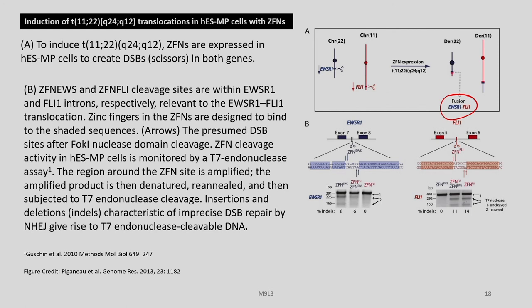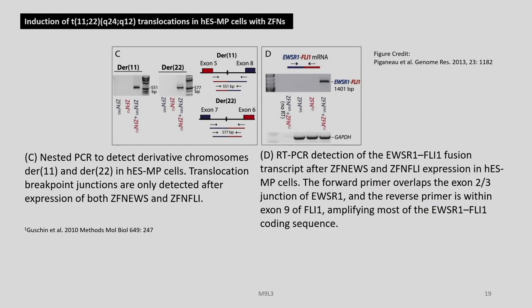ZFN cleavage activity in HESMP cells is monitored by a T7 endonuclease assay. The region around the ZFN site is amplified. The amplified product is then denatured, reannealed, and then subjected to T7 endonuclease cleavage. Insertions and deletions, indels, characteristic of imprecise DSB repair by NHEJ, give rise to T7 endonuclease cleavable DNA.